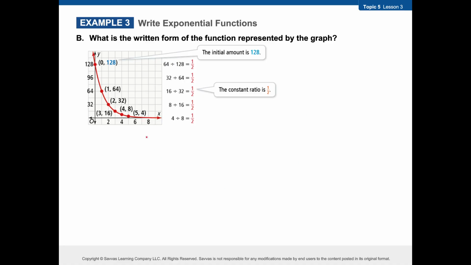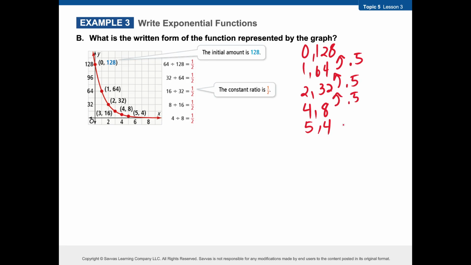Here, what is the written form represented by a graph? So again, look at your y-coordinates: 128, 64, 32, 8. So that tells you that's either going to be a decimal or a fraction. So 64 divided by 128 is 1/2, and 32. You can also do a table if that helps you. So this is going down. So 64 divided by 128, 32, they're all by 1/2.